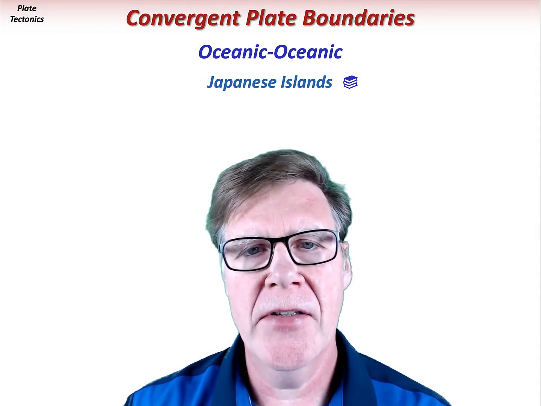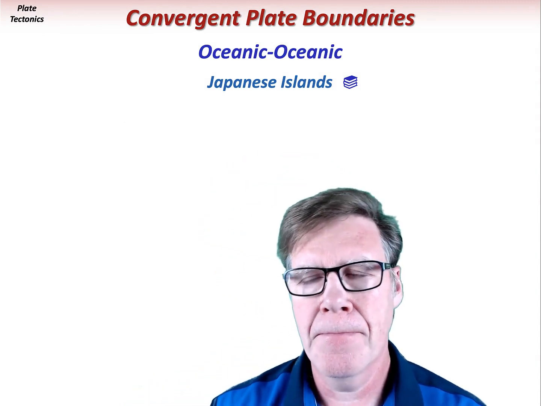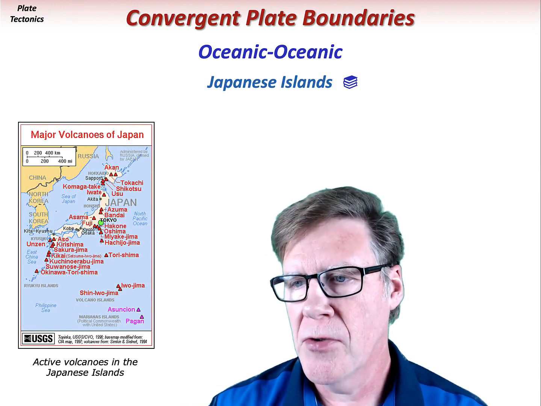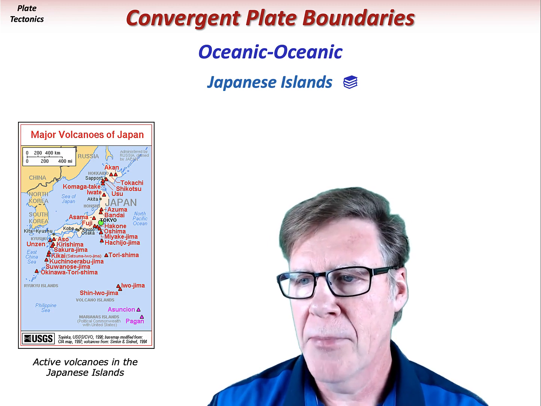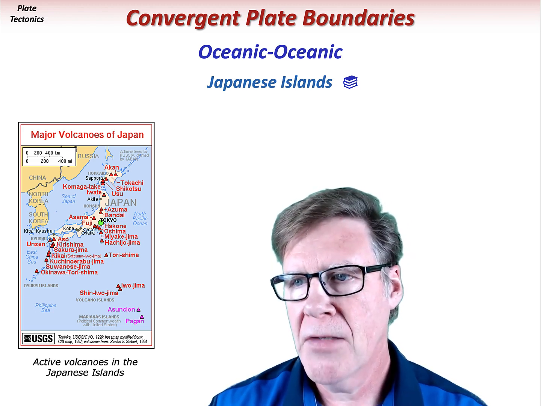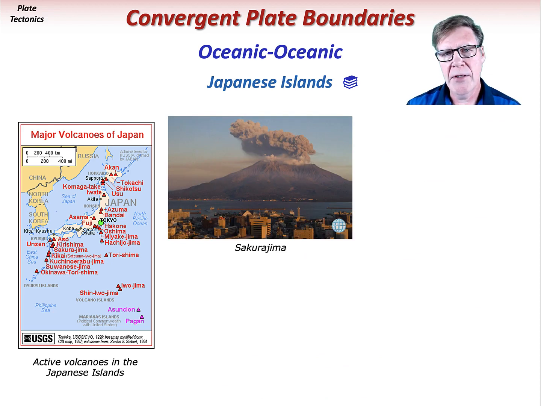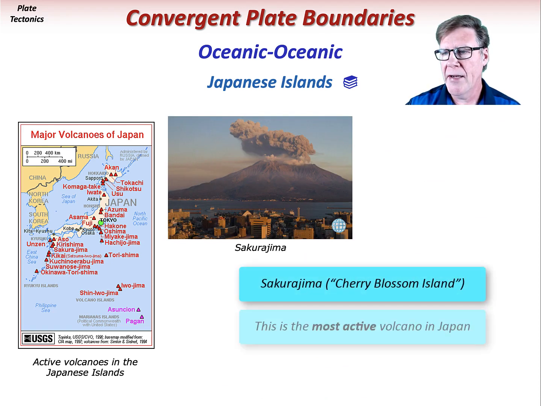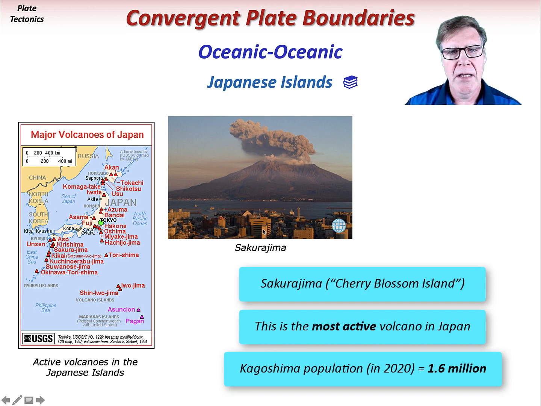The Japanese islands are also an example of an oceanic-oceanic convergent boundary. This map shows the distribution of the major active volcanoes that make up the islands of Japan. So let's look at a few of them. Here is Sakurajima, a stratovolcano located on the island of Kyushu in the southwestern part of Japan. It is across the bay from a fairly large city, Kagoshima.